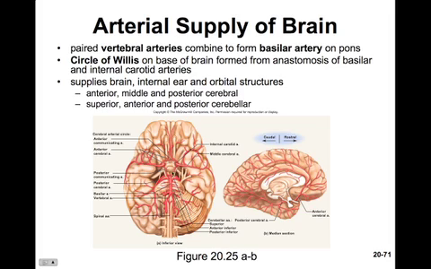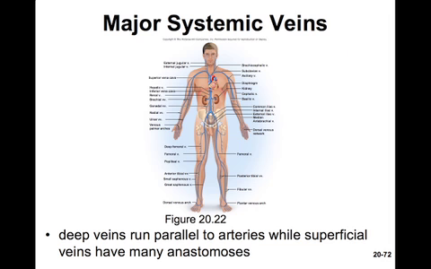So there are a couple of different layers of veins. The deep ones are going to run generally parallel to the arteries. However, superficial ones have many anastomoses. You can see in this figure that different veins are shown on the left side than are on the right. Keep in mind that all these veins will be found on both sides of the body.